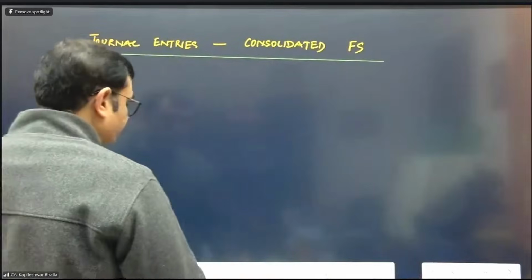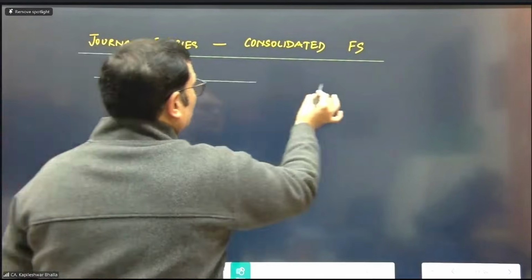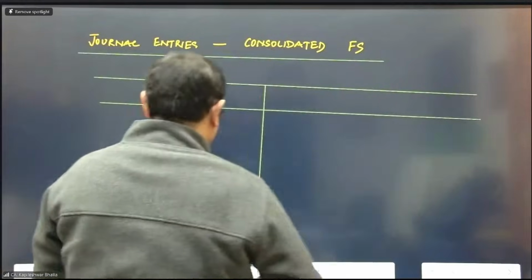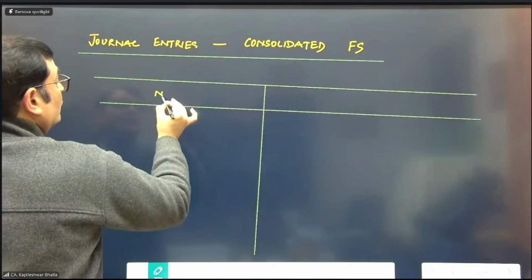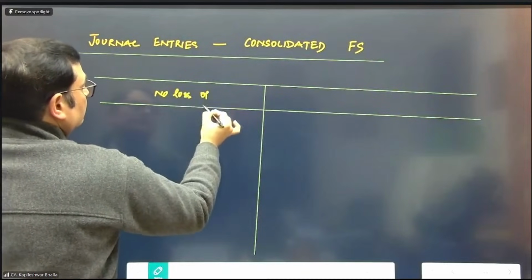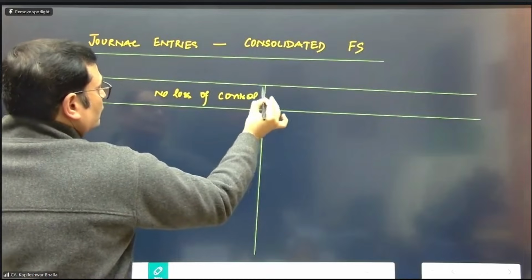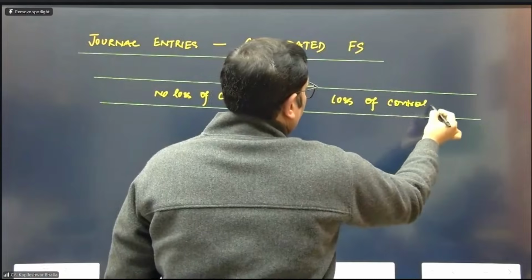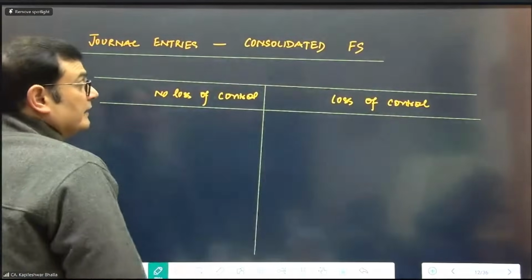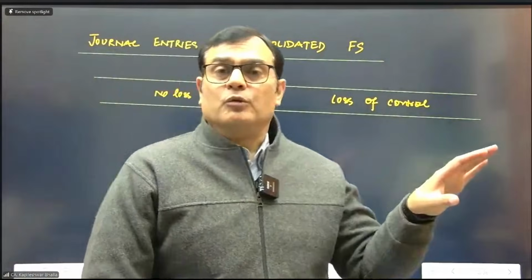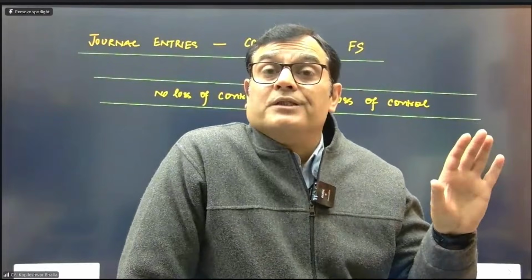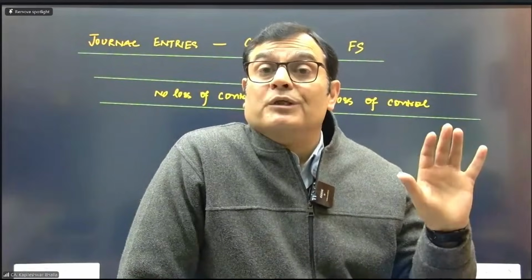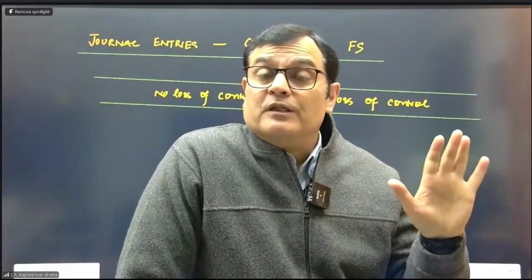So let's do one thing. Let's divide this in terms of two blocks. One is there is no loss of control, and one is there is a loss of control. I think first let's make your life simple. If you say that there is a loss of control, I don't care whether it is a full disposal, whether it is a partial disposal, conversion to associate, conversion to passive investment, the treatment is common.